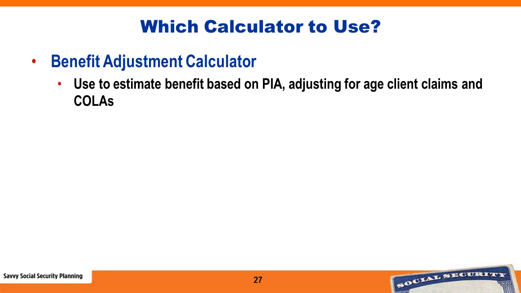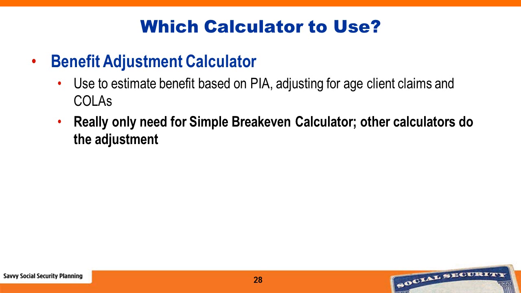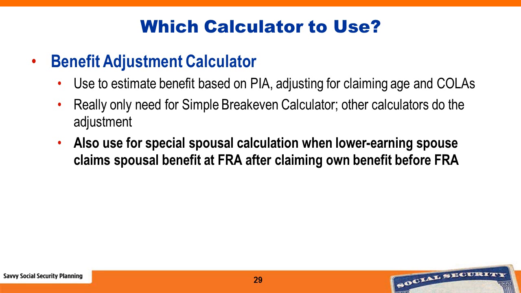The Benefit Adjustment Calculator is a worksheet that allows you to make adjustments. If you know the client's age and primary insurance amount, the Benefit Adjustment Calculator will estimate the benefit adjusting for the actuarial reduction if claiming before full retirement age, or the delayed credits if claiming after full retirement age, as well as cost of living adjustments between now and then. You really only need this calculator for determining benefit amounts for use in the simple break-even calculator. All the other calculators automatically do the adjustment and figure out what the client's benefit will be based on the PIA. We'll talk more about this later.